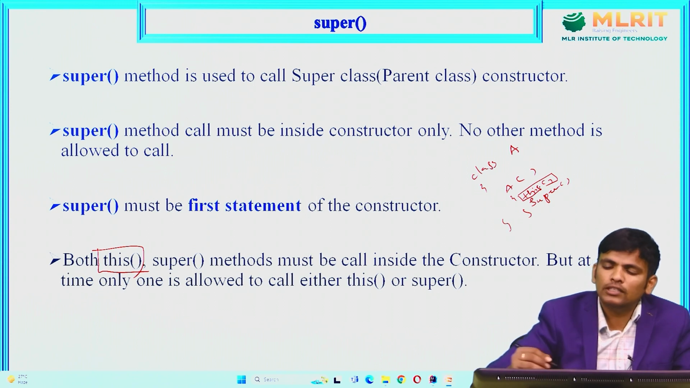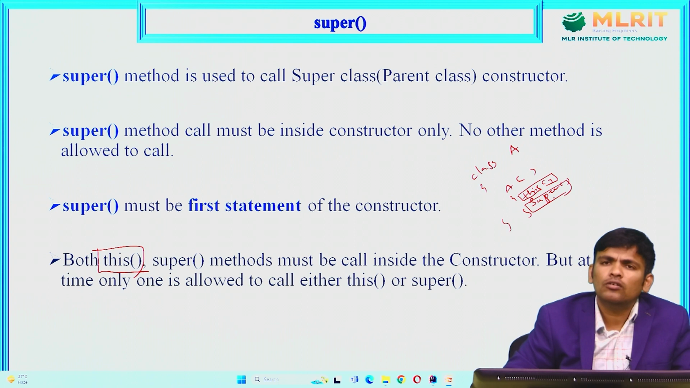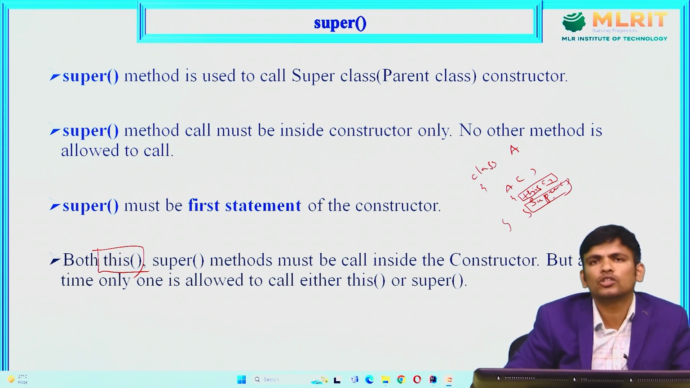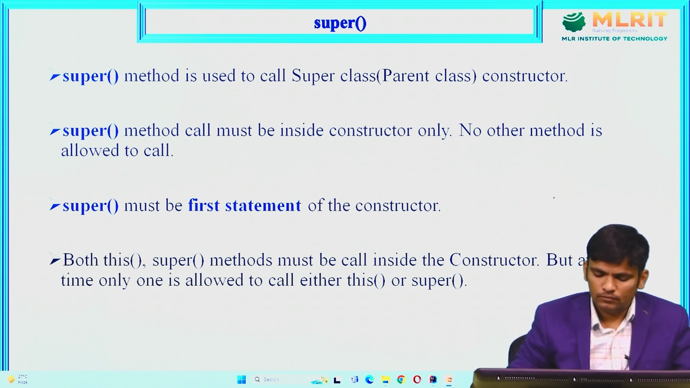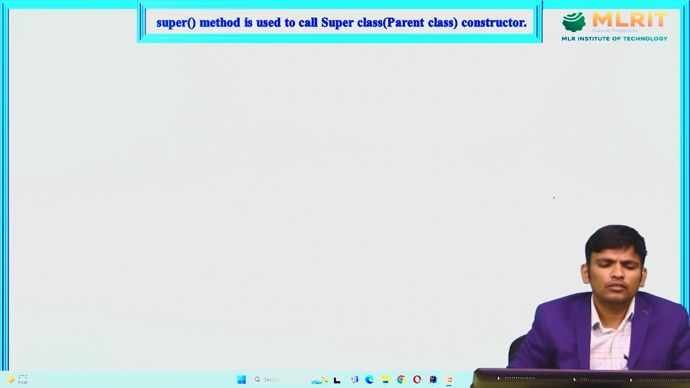But the same rule is applicable for the super method also. Now, super is second, so it is invalid. So, usage of this and super is not possible at a time. Either you can use the this method or you can use the super method, but both are not possible. If both are used inside a constructor, it will lead to a compile time error. Now we will see all these rules programmatically one by one.